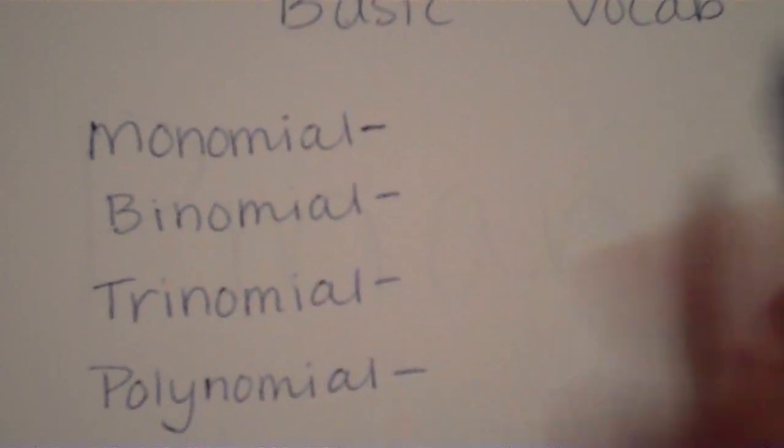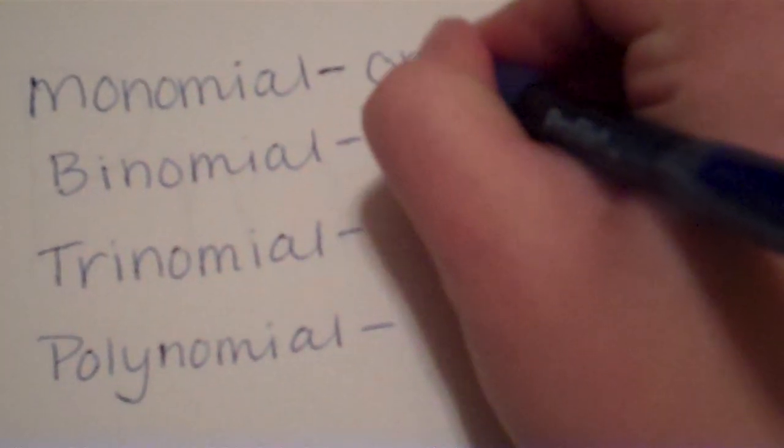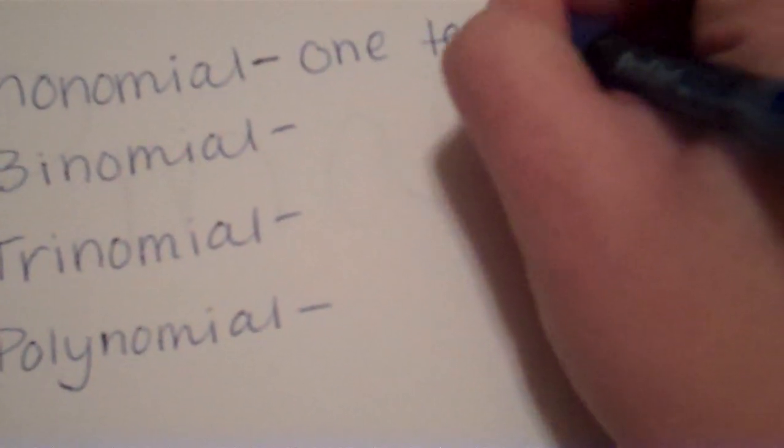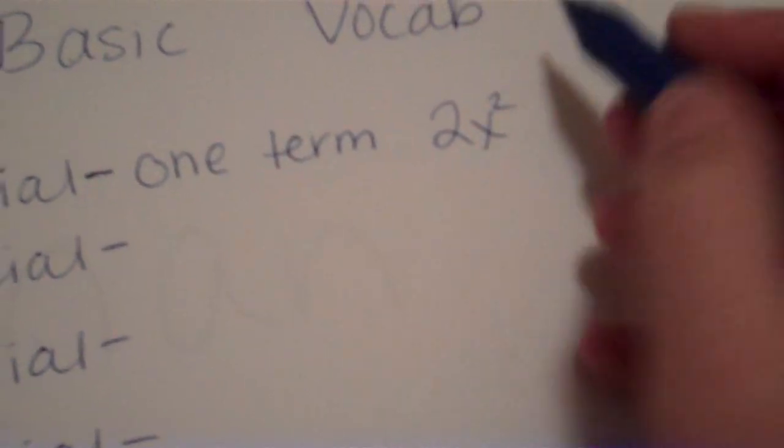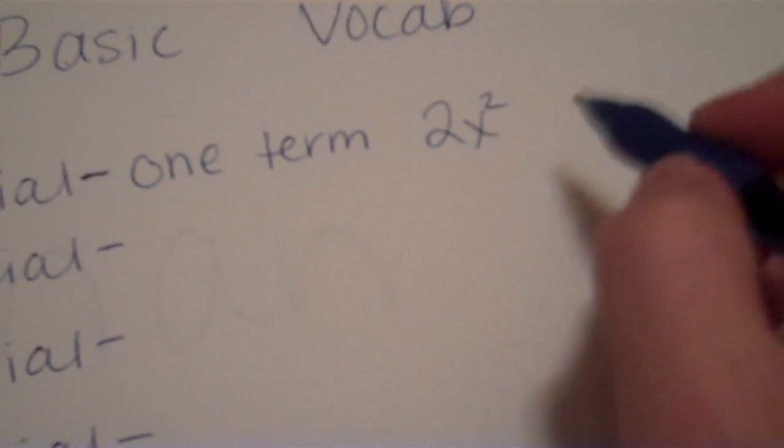So, mono means one. So monomial means just one term. What I mean by term is like just one thing. So like, for example, 2x squared. That's just one little thing together. There's no adding or subtracting.